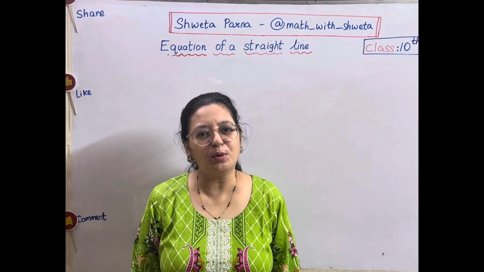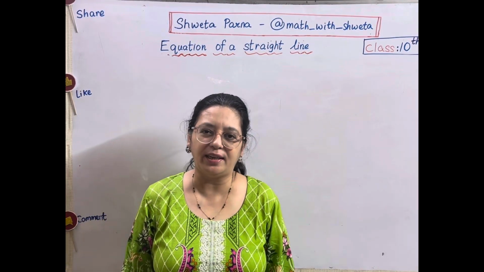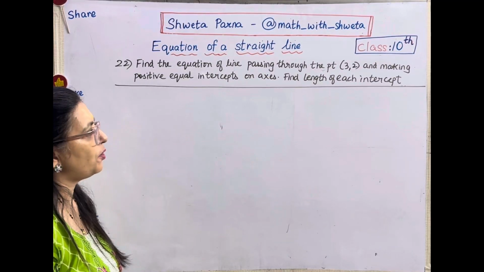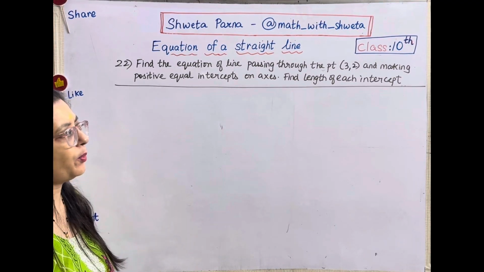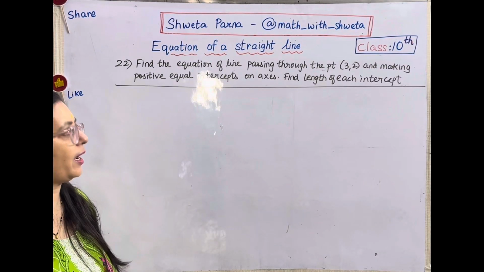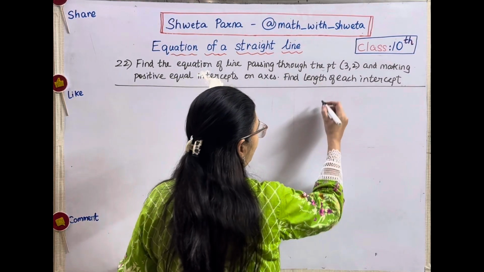Hi kids, in this video I'll be continuing with equation of a straight line, exercise 14a. Kids, let's go to question number 22. Find the equation of a line which passes through the point (3, 2) and makes positive equal intercepts on the axes. Find the length of each intercept.